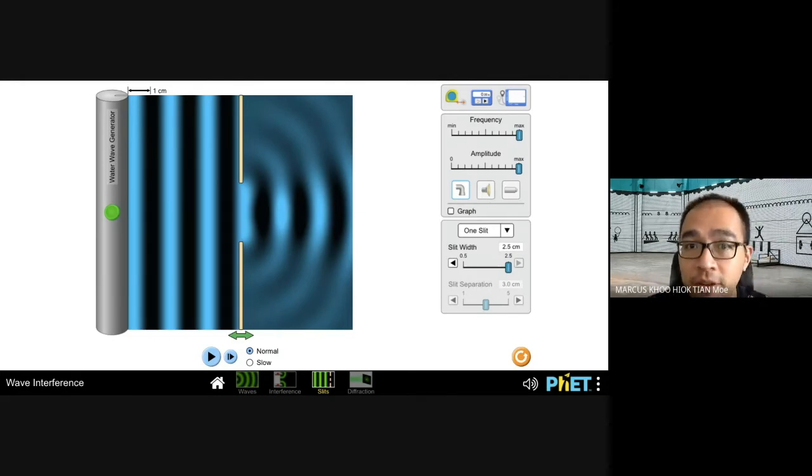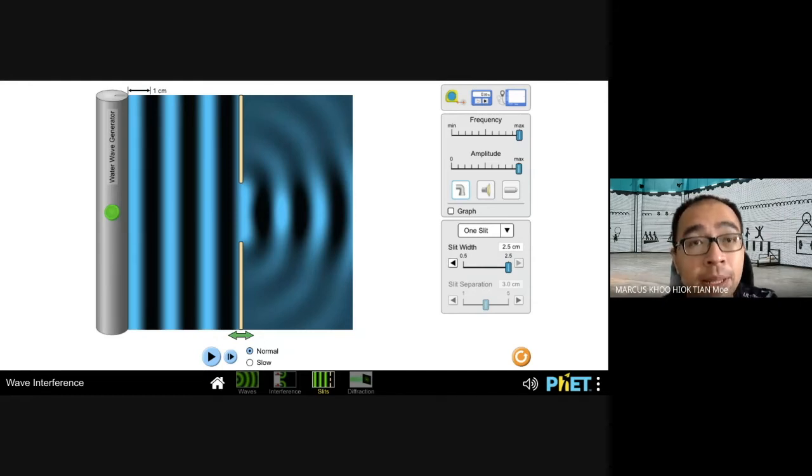I think that's the first part that needs to be correct, because it is the gap that determines the pattern of the wave. So the gap must come first. But I would say the smaller the gap, because the question is the shape of the diffracted waves. So there are only two types of shapes. It's either circular or plane with bend at the edge.